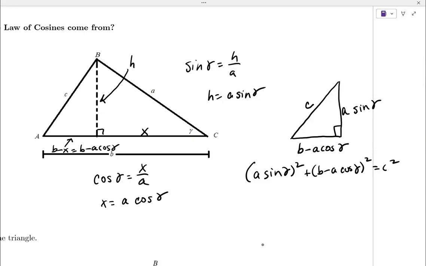Now let's just multiply some things out and see what happens. Here I would have a squared sine squared gamma, right? Since it's a product, I can distribute the square to both pieces. What do I have to use in the second piece, though, to multiply that out? Can I just take b squared minus a squared cosine squared gamma? Does that work? No, what do we need to do instead? We've got to FOIL it, don't we? So you'll get b squared minus 2ab cosine of gamma, and then plus a squared cosine squared gamma equals c squared.